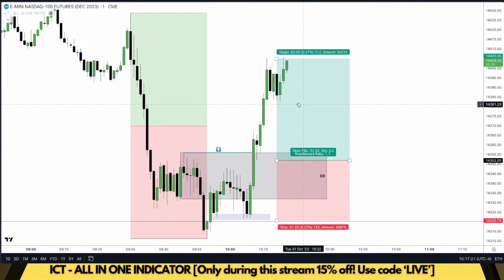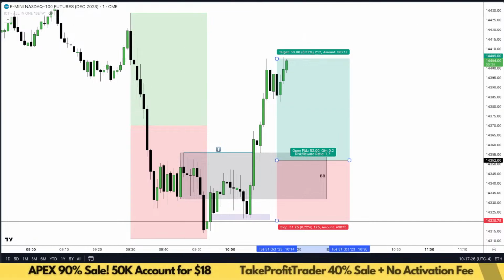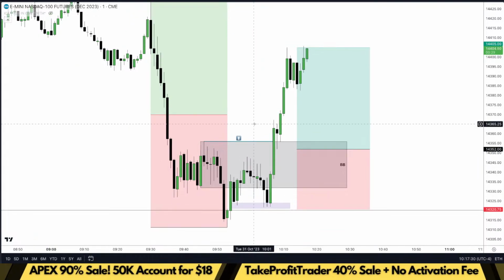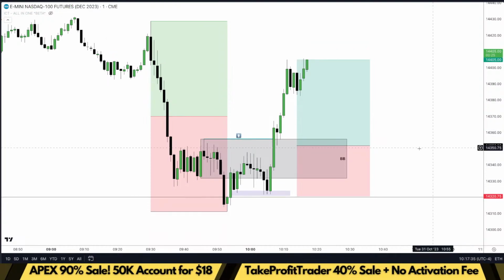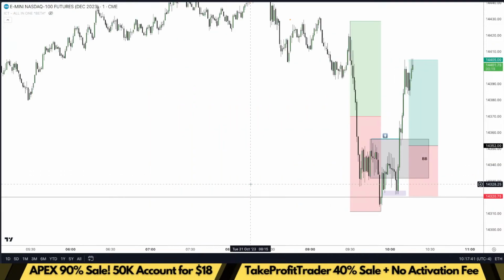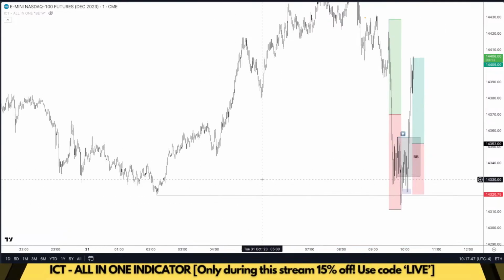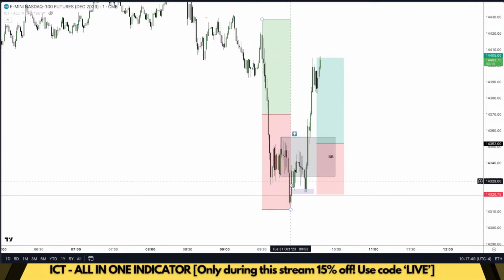NQ continuing up higher 50 points, but never came back into our fair value gap right here. I don't want to say usually, but from enough time spent in front of the charts, if we see such a long consolidation around a key level, the London session low or 2 a.m. low right here, hourly lows, we consolidate, we break below it.